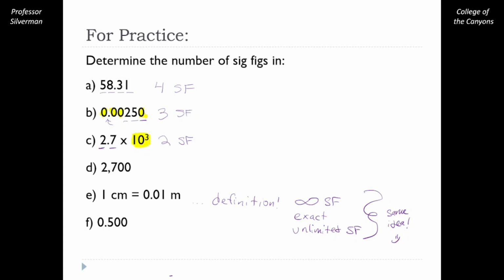There's two more here on this slide. Let's take a minute, let's pause and try to answer those. Write down your answers for yourself.